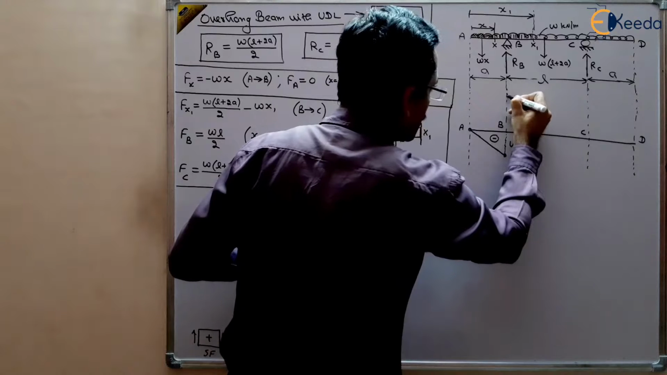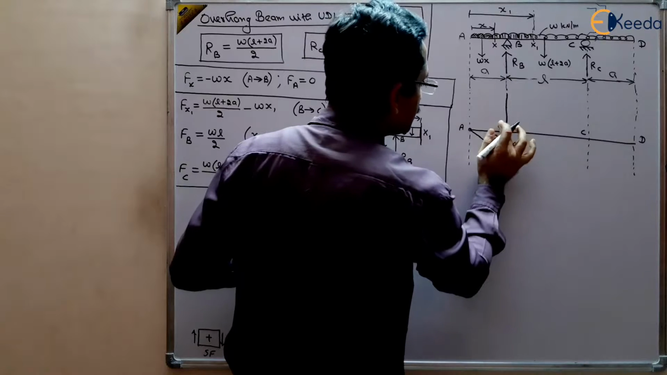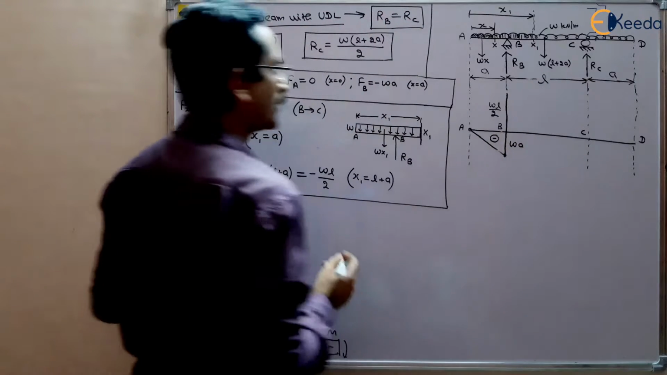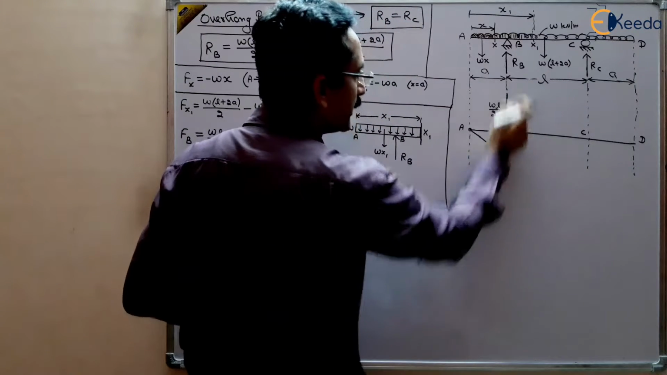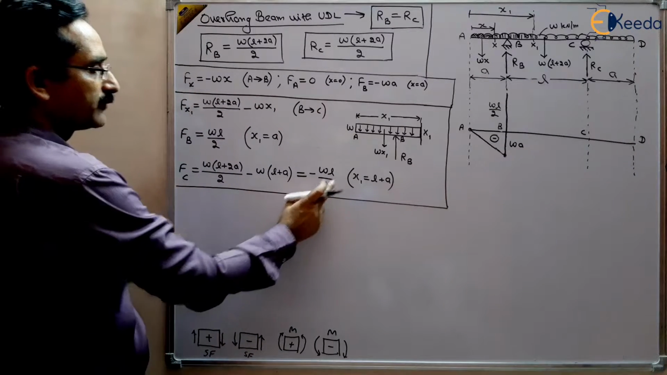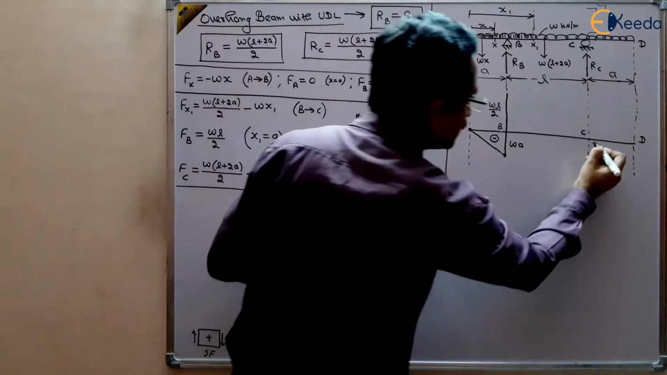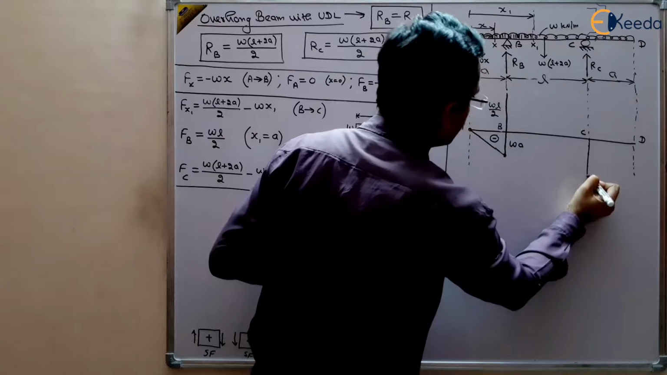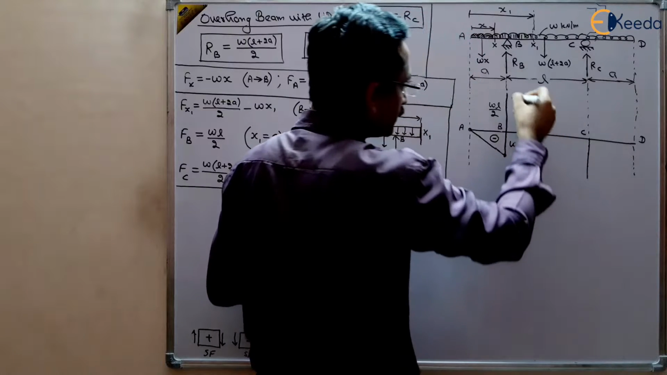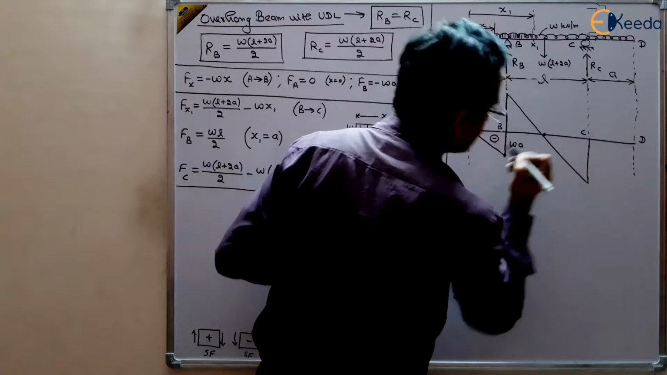So from minus WA to WL by 2, there is the abrupt change, and this is WL by 2. And then at C point, again the shear force is minus WL by 2, in negative direction, like this, right? And there is symmetry, so this will pass through the center, and you will get this type of line, right?